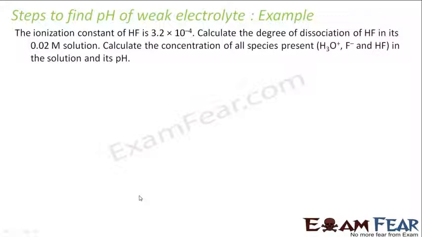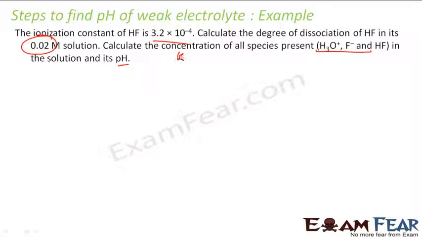It says the Ka for HF is 3.2 × 10⁻⁴, and we need the degree of dissociation of HF in its 0.02 M solution. We have to calculate the concentration of all these species and also find the pH.